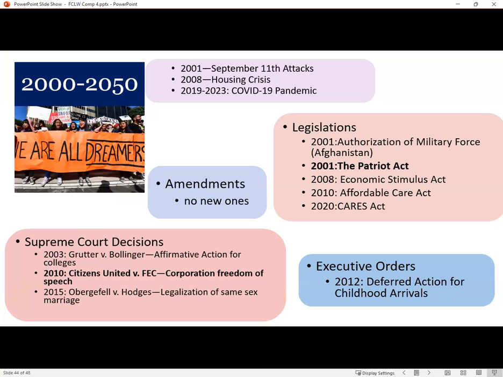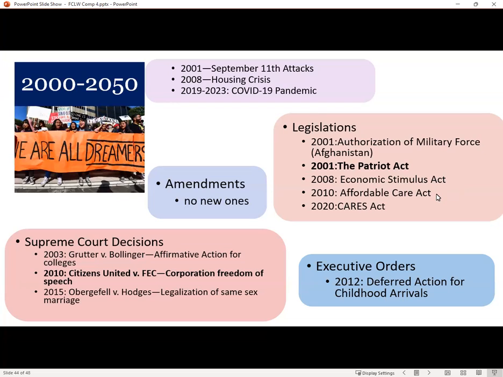And then we had a housing crisis in 2008. And of course, I think you all will remember from 2019 to 2023 when we had the pandemic. No amendments were written in this period of time, but we had a lot of legislation, and one of them in 2001, and then there was one in 2002, and I don't know if there was another one. It's called Authorization for Use of Military Force. And it turned out that the president got the same power that Lyndon Johnson got for Tonkin. So we're going to look at that a little more in depth, and the Patriot Act. The Economic Stimulus Act, when we had the housing issue, we got funds to help with that.